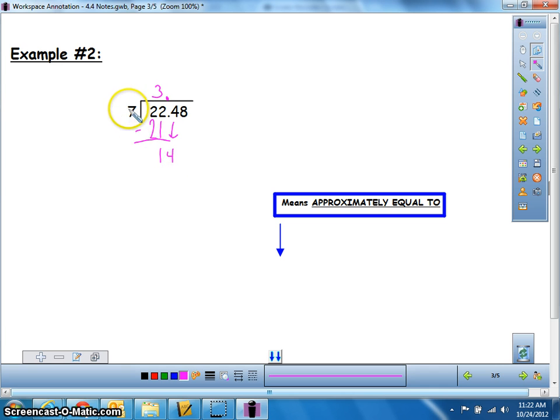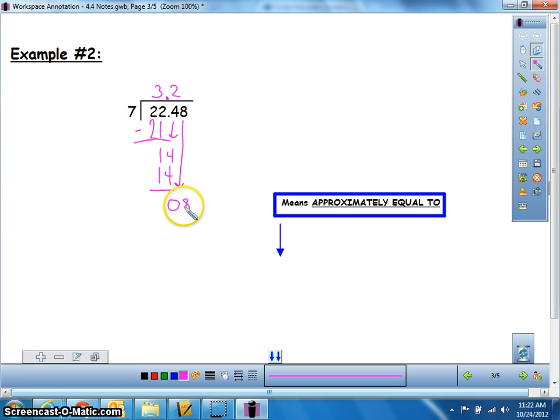So now, start all over. 7 can go into 14 2 times. 2 times 7 is 14. 14 minus 14 is 0. Ooh, isn't that what I was looking for? Well, it doesn't count if I still have a number up here hanging out that I haven't used yet. So I've got to bring that 8 on down. And now I keep going.